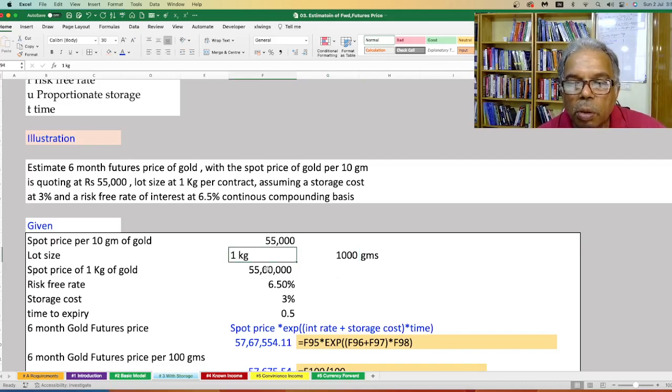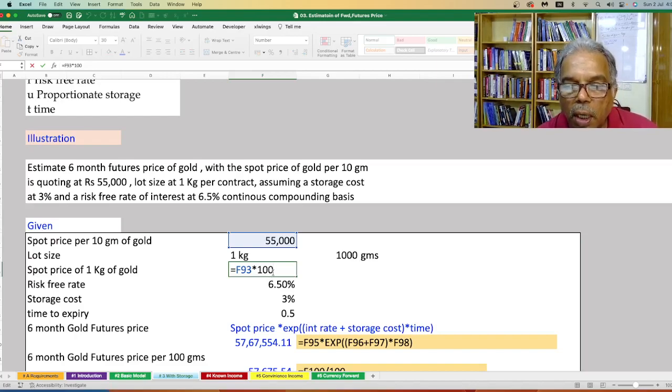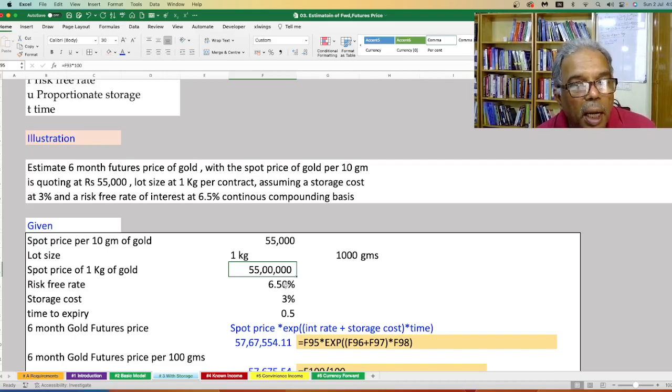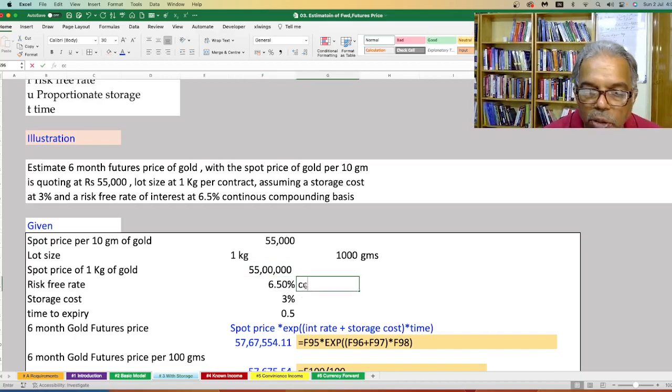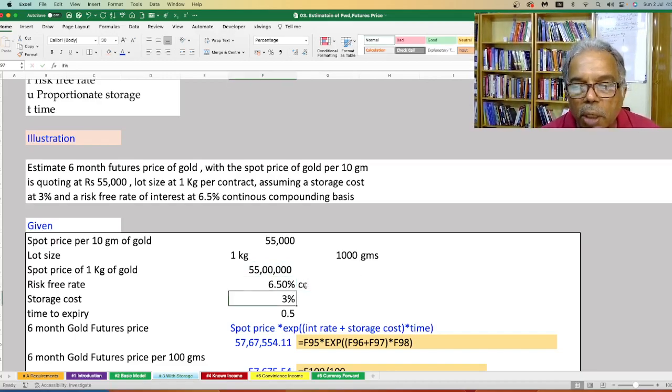Now, we are given the per 10 grams price. So what is the spot price for 1000 grams or 1 kilo? You simply multiply by 100. So 55,000 into 100 will give you per kilo 55 lakhs or 5,500,000. Now the risk-free rate is 6.5% given on a continuous compounding basis, and the storage cost is given in proportion as 3%, and time to expiry is 6 months, 6 divided by 12.